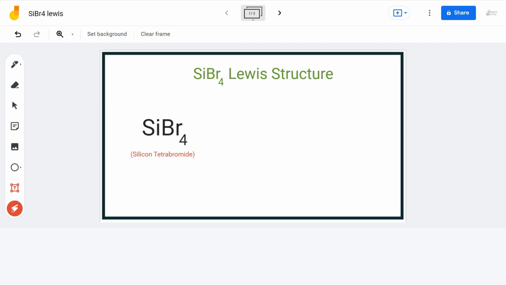In this video, we are going to help you determine the Lewis structure of SiBr₄. It's the chemical formula of silicon tetrabromide, and for that, let us count the total number of valence electrons. We have one silicon atom having 4 valence electrons and 4 bromine atoms that have 7 valence electrons each. If we count this up, we will get a total of 32 valence electrons.